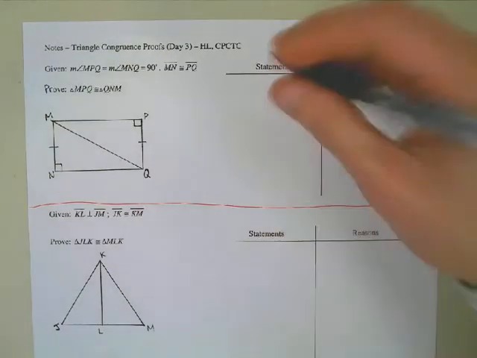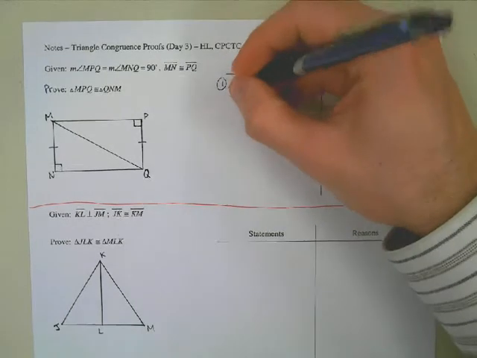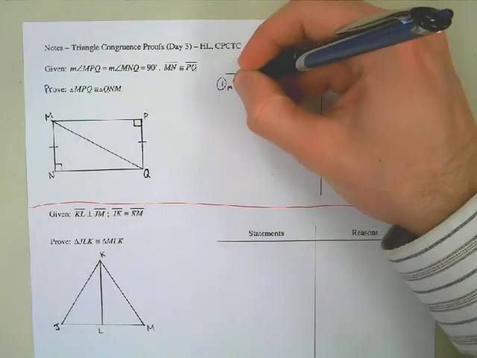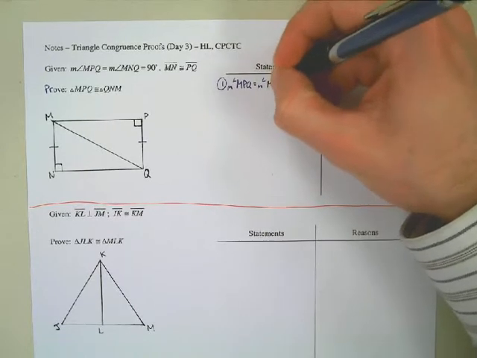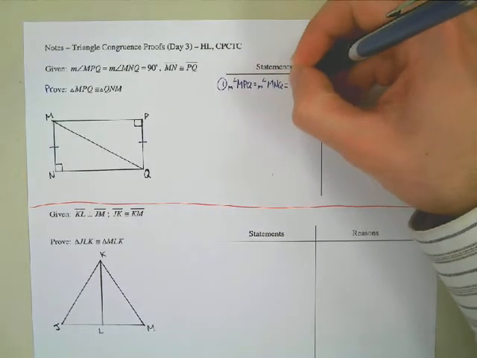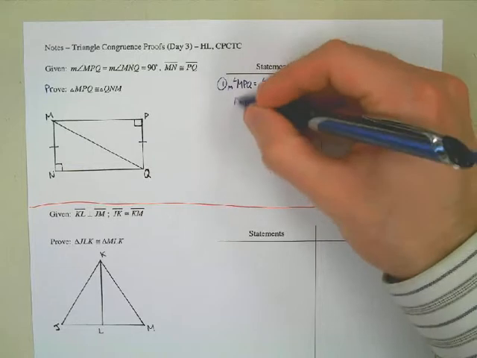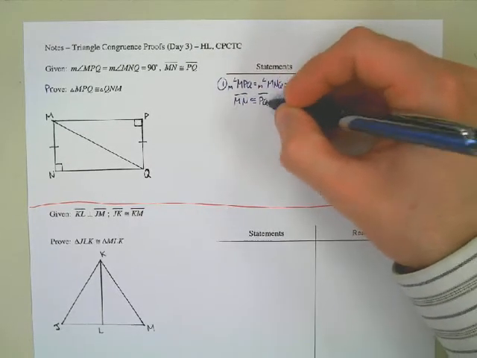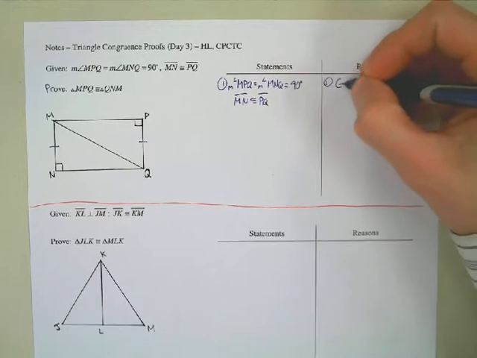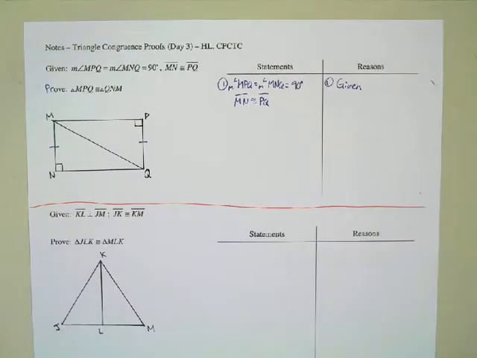Okay, so we'll start with our given information. All right, so the measure of angle MPQ is equal to the measure of angle MNQ, which is equal to 90 degrees. And segment MN is congruent to segment PQ. And that's all given to us.